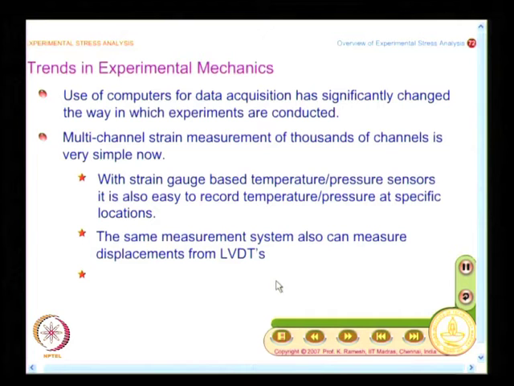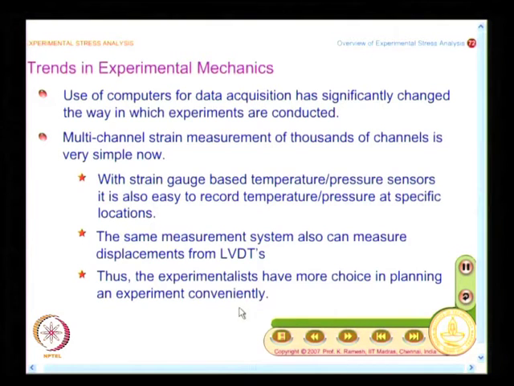And you can also measure displacement using LVDTs. They can also be combined into multi-channel strain measurement. So, experimentalists now have more choice in planning an experiment conveniently. I have always been mentioning, experiments are planned and executed. You anticipate values. Unless you anticipate values, you will not know what instrumentation to use, and anticipation of values also helps you to look for surprises.